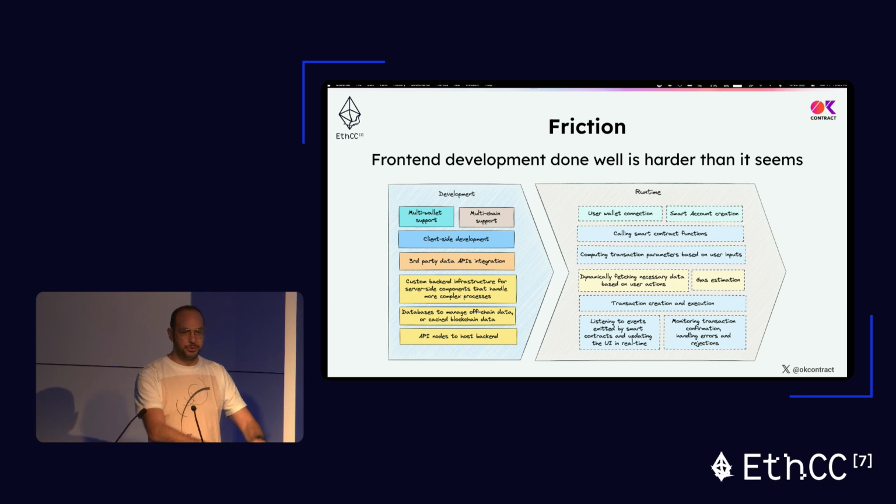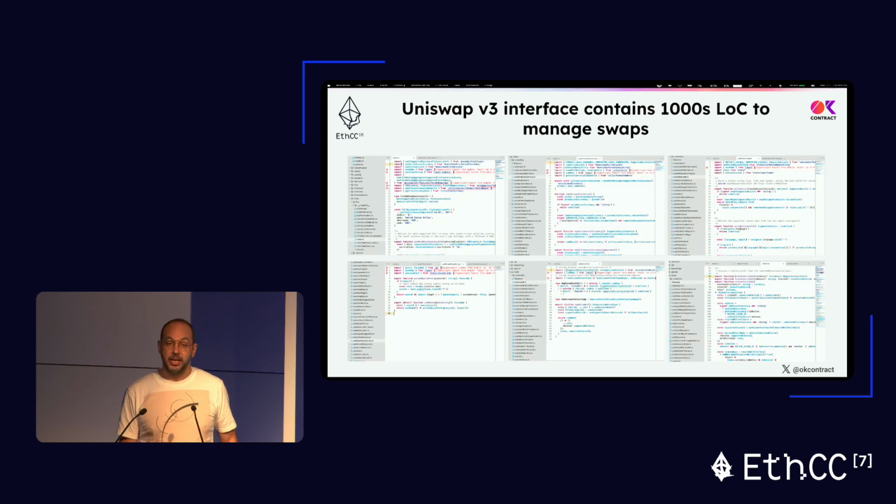And I won't go into details in this short talk, but there is a lot of friction, and the key takeaway is front-end development done well is way harder than it seems. If we look at one example, Uniswap v3, which is the most common interaction, by the way. The most common interaction on-chain is to swap ETH to USDC using Uniswap. So let's take this as an example. If you look at the React code base, there are hundreds of hooks, hundreds of files, and thousands of lines of code to manage it properly.